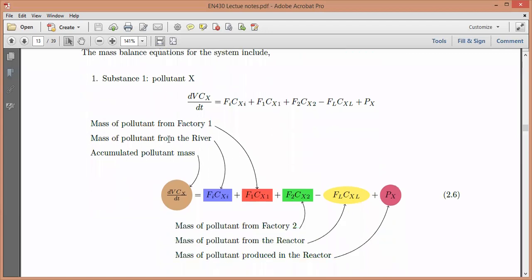So from our equation here, our working equation for mass balance is what? What's coming in minus what's leaving plus production. That is our accumulation. So it's the same thing that we're trying to understand here. So what's coming in, we factored in what's coming in from the river, what's coming in from factory 1, and what's coming in from factory 2, minus what's leaving the lake, plus production.